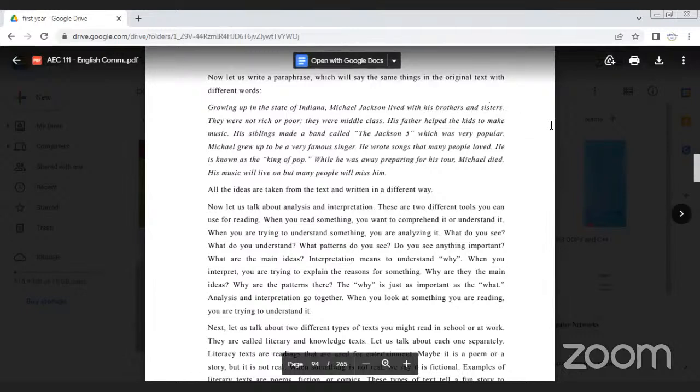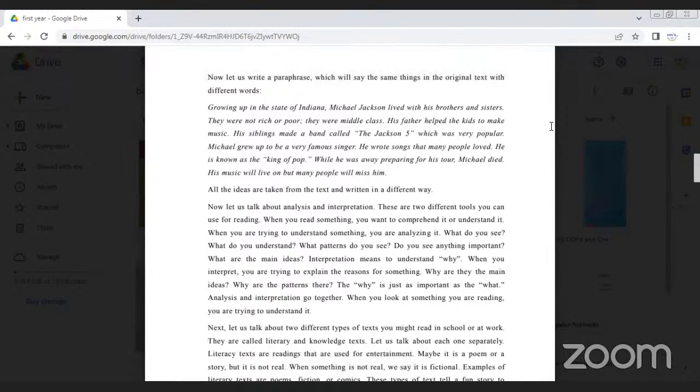Growing up in the state of Indiana, Jackson lived with his brothers and sisters. They were not rich or poor, they were middle class. His father helped the kids to make music. His siblings made a band called the Jackson Five, which was very popular. Michael grew up to be a very famous singer. He wrote songs that many people loved. He is known as the king of pop.